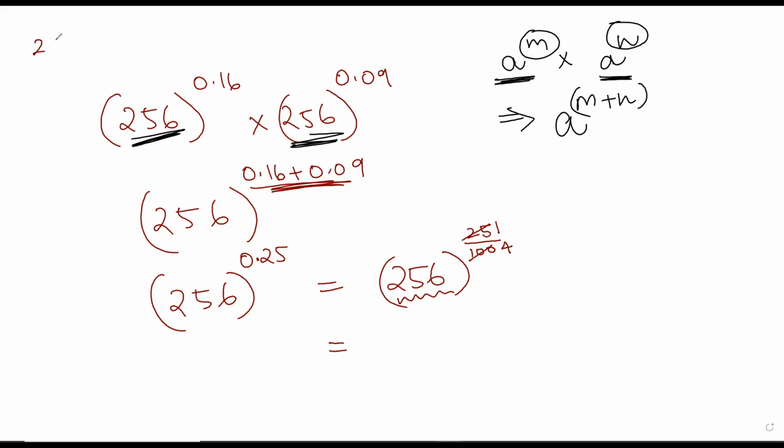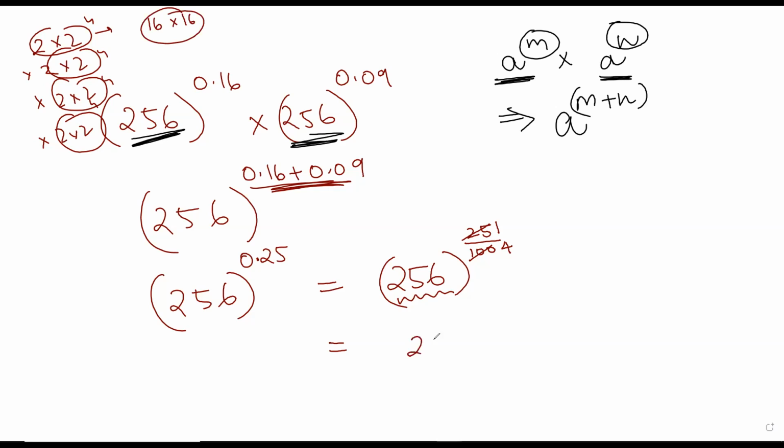So it's 2 into 2 into 2 into 2. So this is 4, 4, 4, and then 4. So that's 4 for the 16, and then 16. So that's 256. All right. So it's 2 raised to the power 8, and the whole thing to the power of 1 by 4.